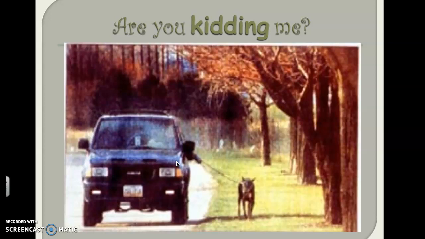So here's just a joke. Are you kidding me? There's a guy walking his dog by driving his car. So we can't get any lazier than that.